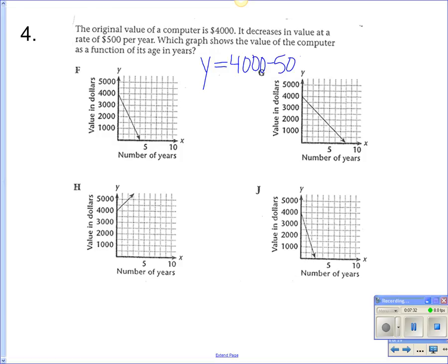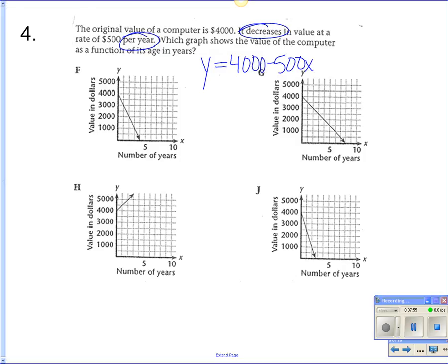Very good. 4,000 minus 500x. Jacob Shelton, why did he put minus? And Ethan G., why did you put an x next to 500? Because it's per year. Okay? Yes, Blake?